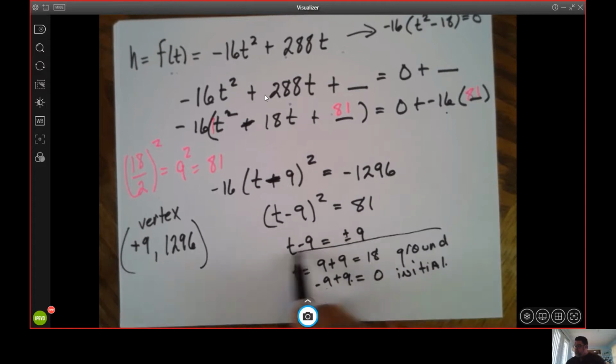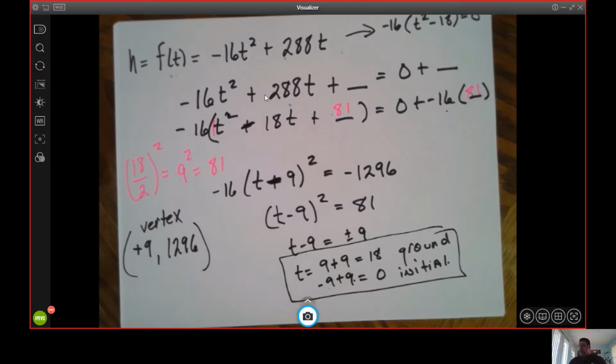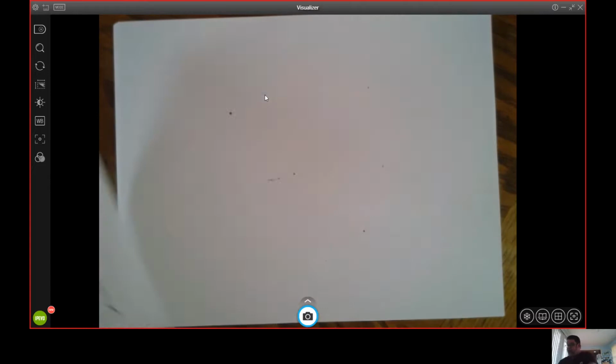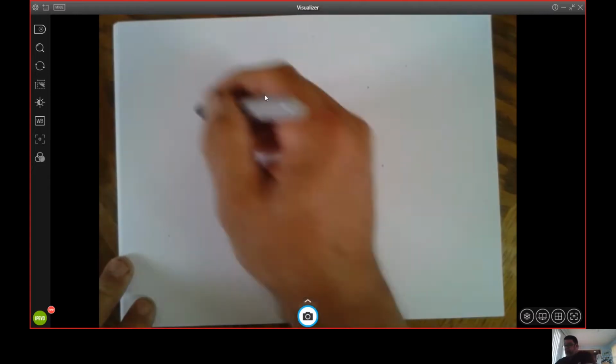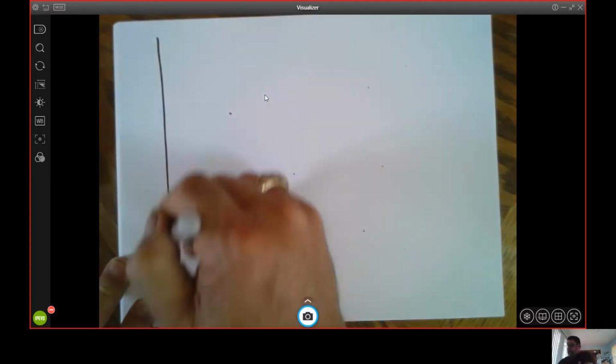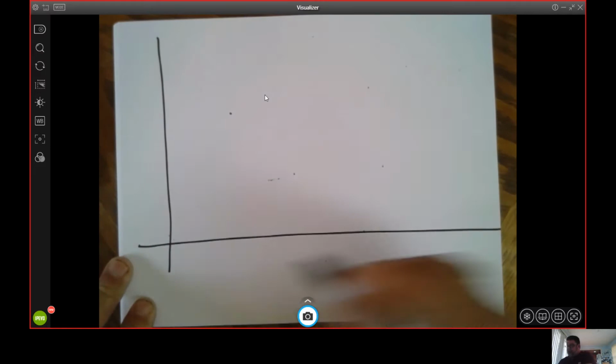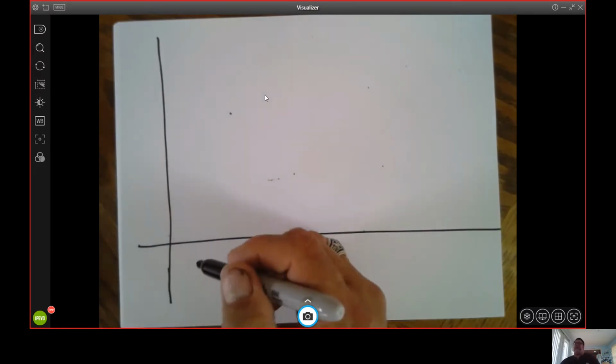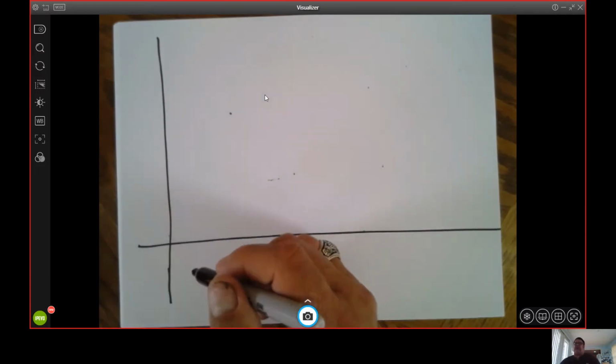Okay? So that's your x-intercepts. So now I can draw this thing. And drawing it is half the battle. I'm going to draw it a little bit bigger than normal because it's in the first quadrant. Why is it in the first quadrant? Because you can't throw a ball and have it go a negative distance. You can't throw a ball and have it go underground.